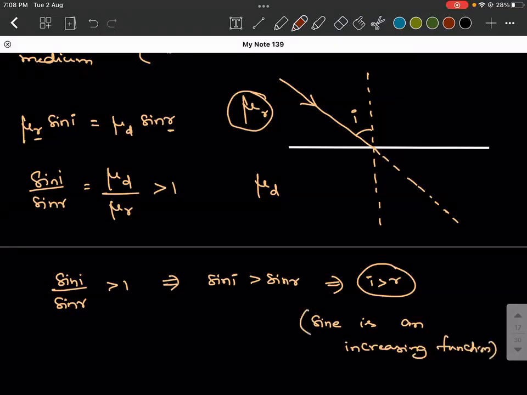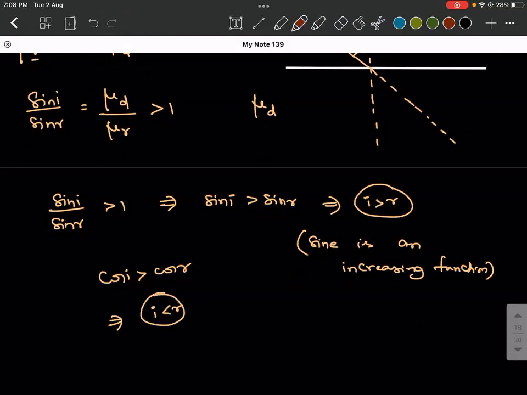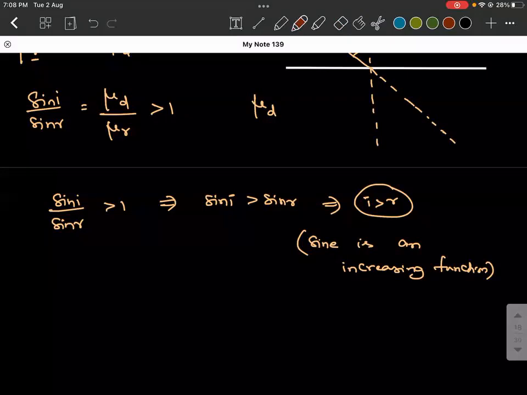Just because sin i is greater than sin r, you should not write i is greater than r. Only if sin is an increasing function, you can write it. That's what mathematics says. For example, if you had a scenario where cos i is greater than cos r, then the answer would not have been i is greater than r, i would have been less than r because cos is a decreasing function. So you need to be very, very careful with these kind of things. So sin is an increasing function. Is the point clear?